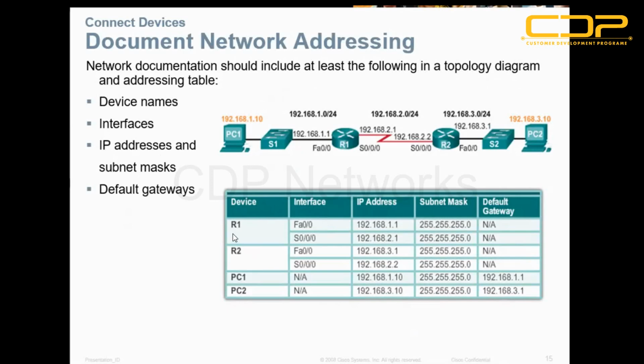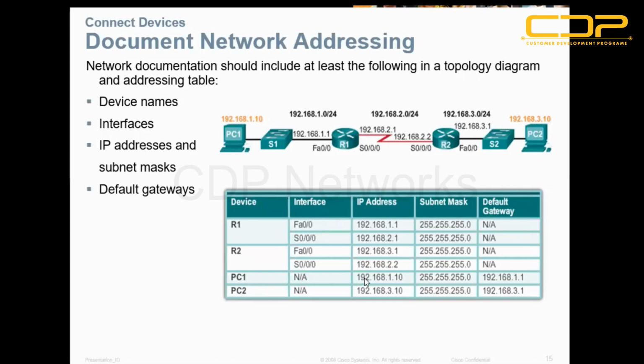Here we have Router 1 with these interfaces and the IP addresses on those interfaces, and this is the subnet mask of the router. For the routers, we do not need to define the default gateway. The router itself is the default gateway of the system. There is no need to provide a default gateway IP address to the routers. Right.